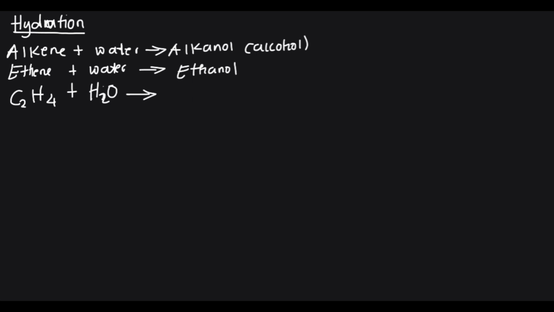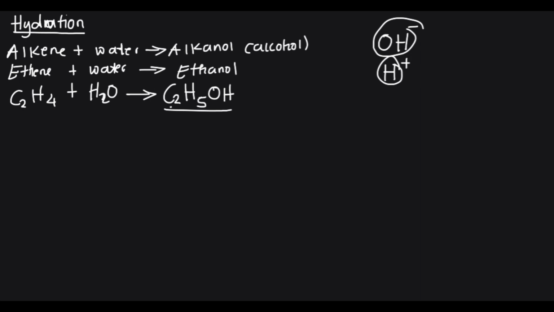So what happens is, if we break water into ions, water is the same as hydroxide and the hydrogen ions. So what happens to this hydroxide? The hydrogen will be added onto these 4 atoms of hydrogen. So we are going to get C2H5. Then this hydroxide will be attached here. So this is what we call the molecular formula for ethanol.